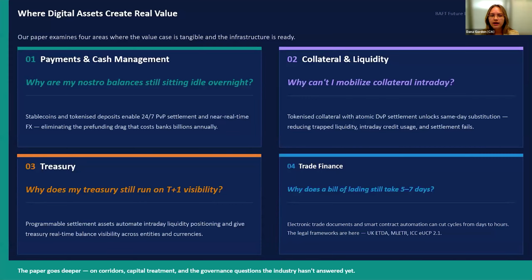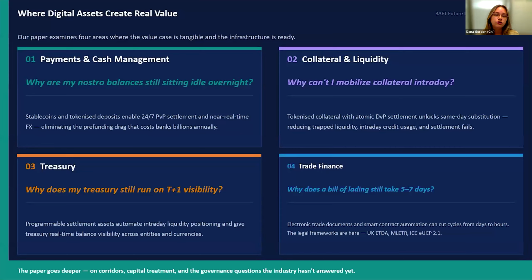The question here is, why can't collateral move intraday as quickly as markets move? Today, collateral substitution and mobilization are still highly operationally intensive, often dependent on batch processing and legacy infrastructure. That creates trapped liquidity, increased settlement risk, and unnecessary intraday credit usage. Tokenized collateral changes this by enabling atomic DVP settlement. In simple terms, the asset and the payment will settle simultaneously, reducing principal risk and allowing near real-time collateral movement and substitution. This creates meaningful operational benefits for banks and market participants. Faster settlement, improved collateral velocity, lower liquidity buffers, and reduced settlement fails.